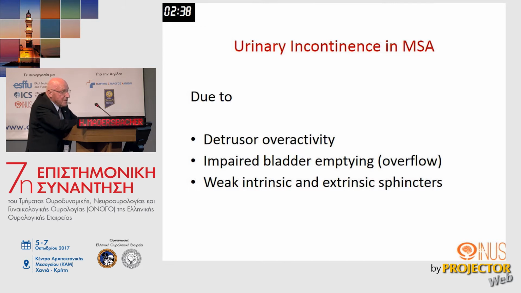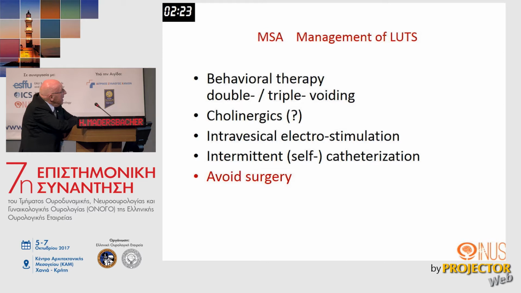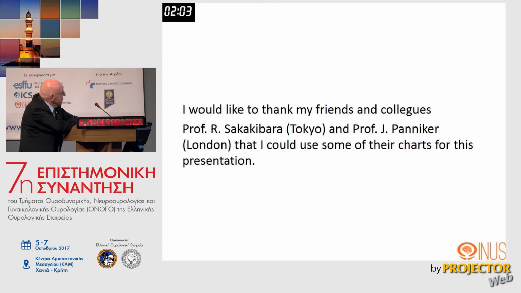So urinary incontinence in MSA patients is very complex. It can be the detrusor overactivity, impaired bladder emptying, overflow, and due to weak intrinsic and extrinsic sphincters, mostly all of them combined. And the management is behavioral therapy, double or triple voiding, maybe cholinergics, intravesical electrostimulation, intermittent self-catheterization if possible. But the most important thing, do not do any surgery in MSA patients. It always ends in a disaster. Whatever you think beforehand, don't touch such a patient surgically.